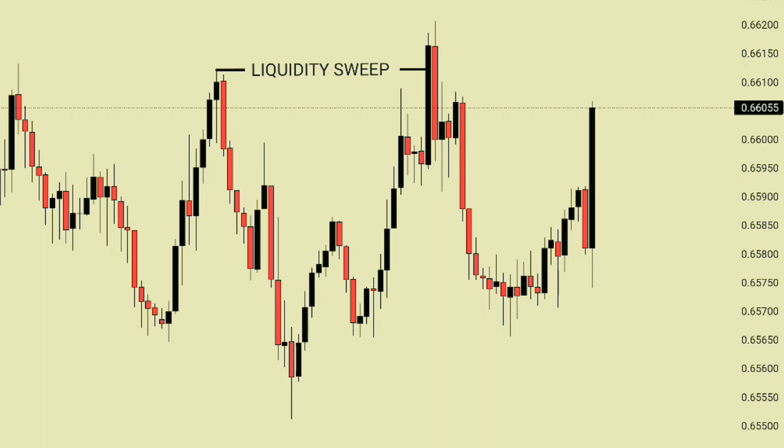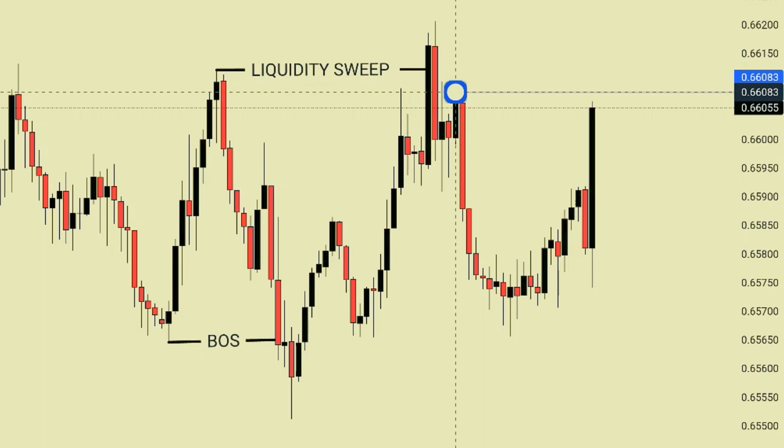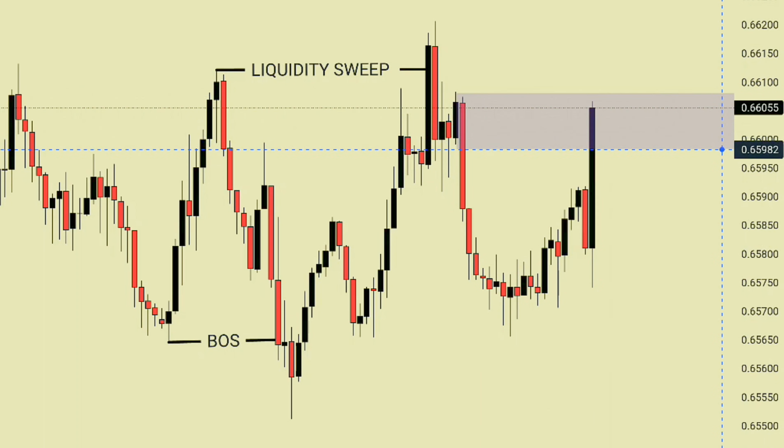After the liquidity sweep, price fails to continue higher and breaks below a previous higher low. This gives us a clear bearish break of structure, confirming that sellers are taking control. This structure shift tells us the trend direction has changed from bullish to bearish, setting the stage for our next move.